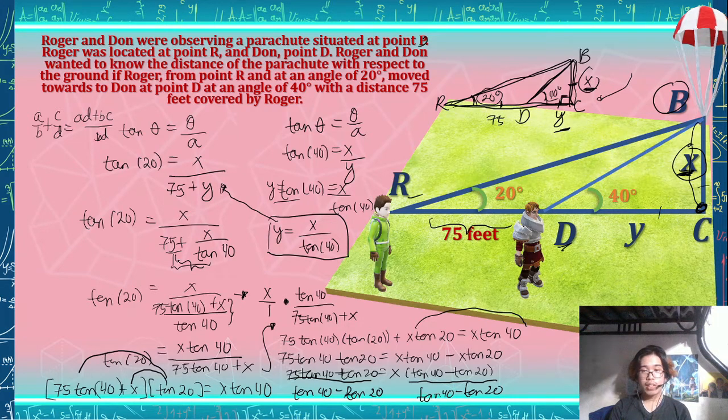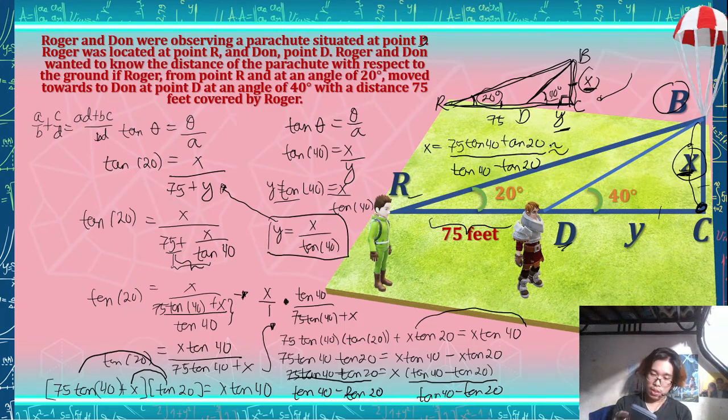So therefore the value of x for this one, let's write it here, is going to be 75 tangent 40 tangent 20 all over tangent 40 minus tangent 20. And if we evaluate this using our calculator, this is going to give us 75 times tangent 40 times tangent 20, all over tangent 40 minus tangent 20.